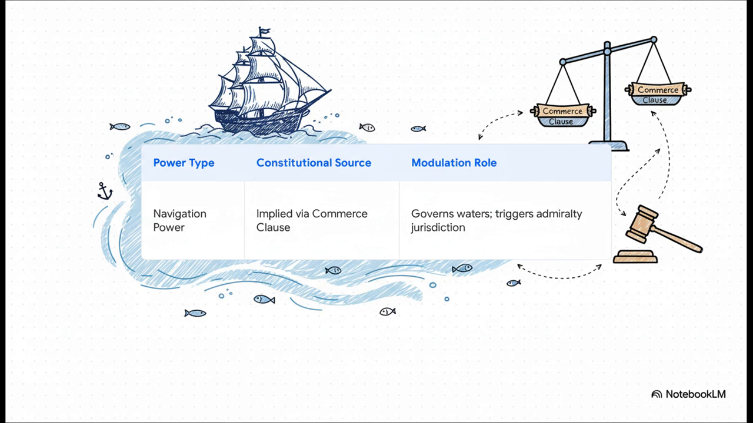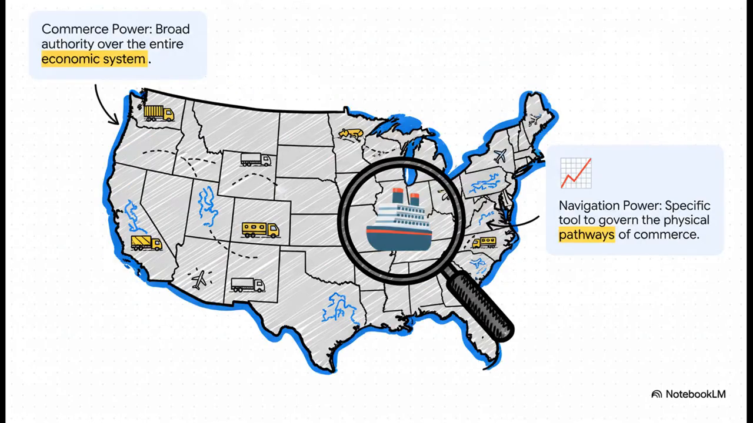The idea was, hey, how can you possibly regulate commerce if you can't regulate the rivers and ports that carry all the goods? This also kicks in something called admiralty jurisdiction, which is basically just a special set of federal laws for any legal fights that happen out on the water. So, to put it simply, the commerce power is the big, broad authority over the whole economic system. The navigation power, that's a more specific tool used to govern the actual physical pathways, the waterways of that commerce.